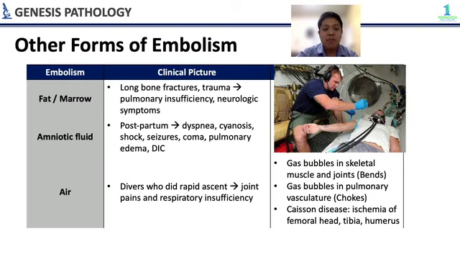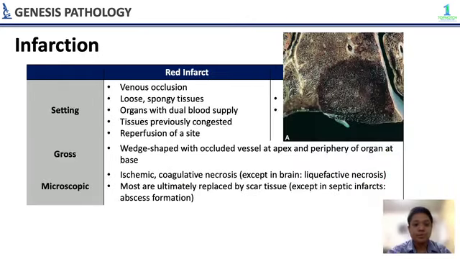And lastly, you have air embolism. It usually happens in divers who did a rapid ascent who complain of joint pains and respiratory insufficiency. The joint pains are called bends. Imagine bending your arms. And then the chokes is the respiratory insufficiency, like you cannot breathe. Caisson disease happens when there is ischemic necrosis of the femoral head, tibia, and humerus.